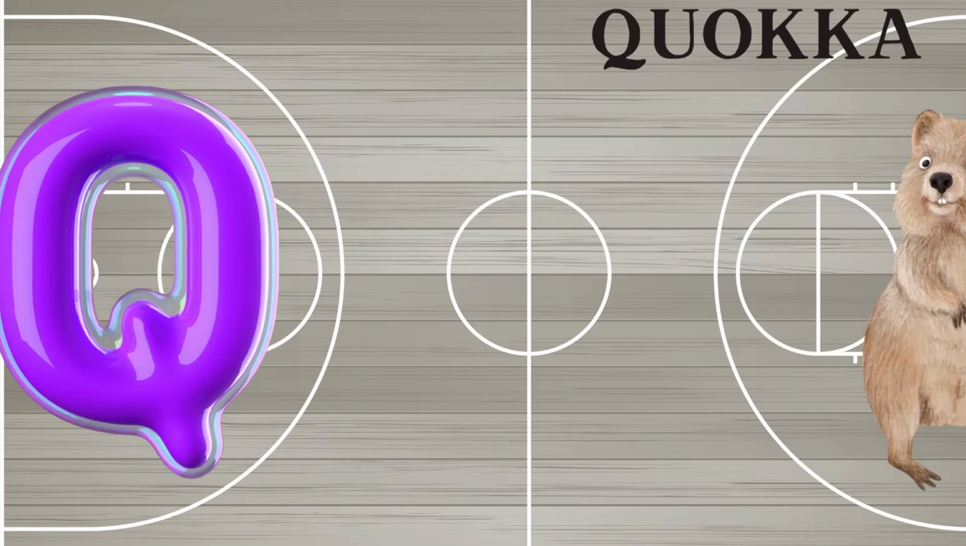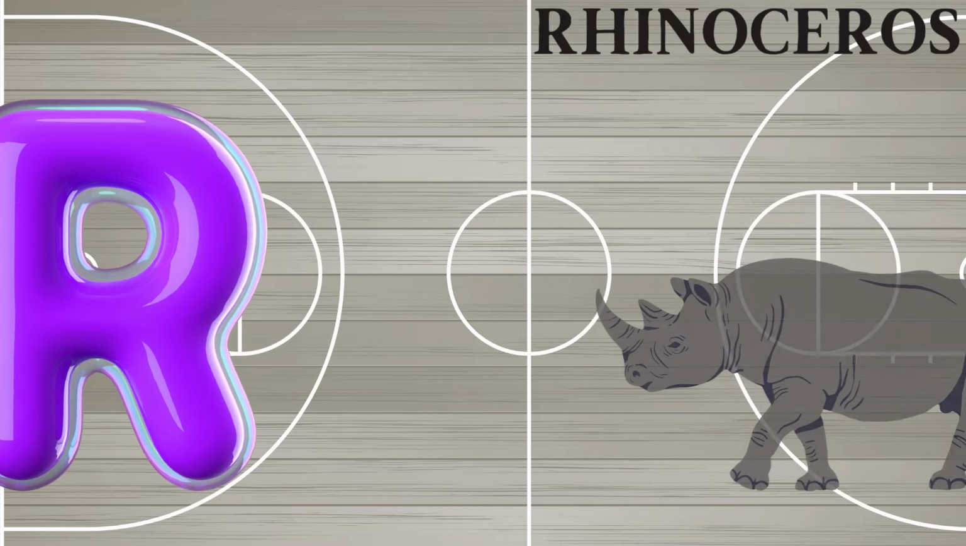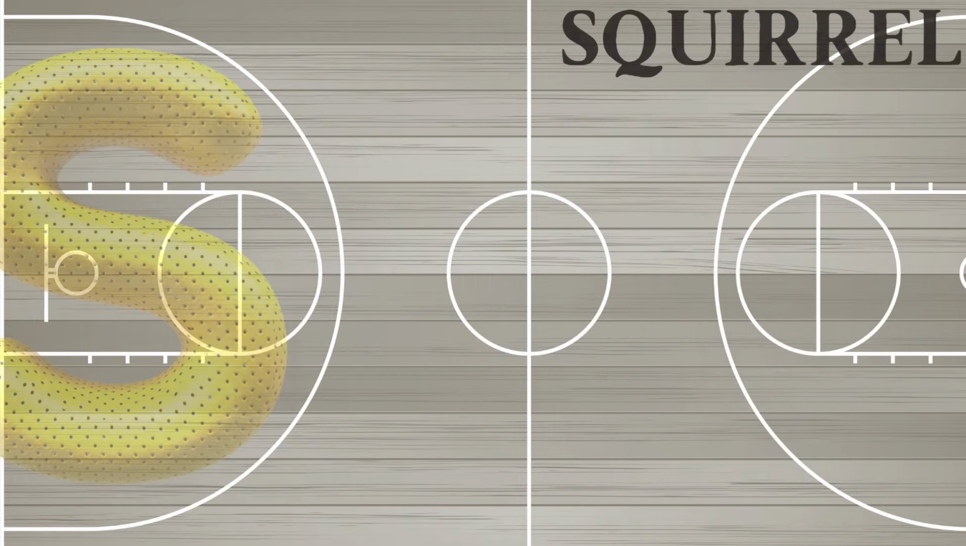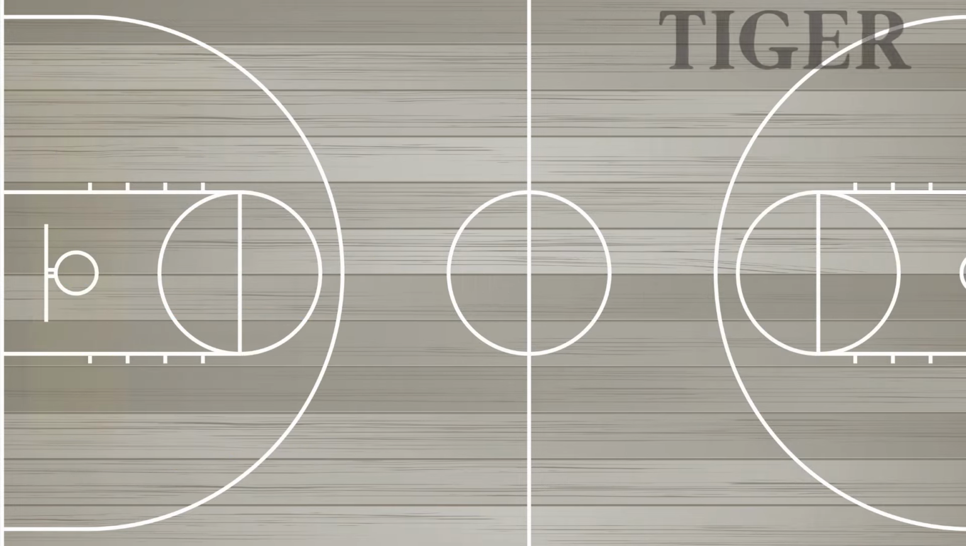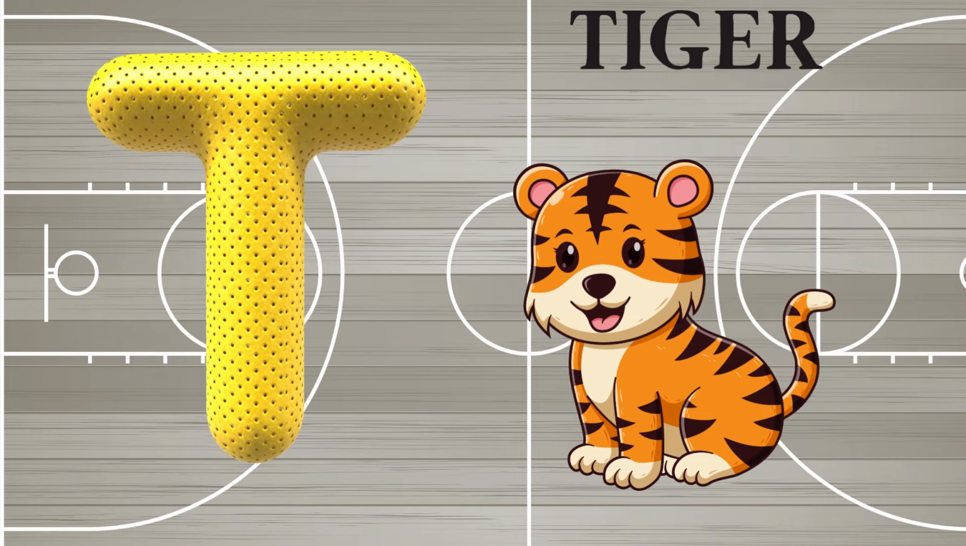Q is for quokka. Quokka. R is for rhinoceros. Rhinoceros. S is for squirrel. Squirrel. T is for tiger. Tiger.